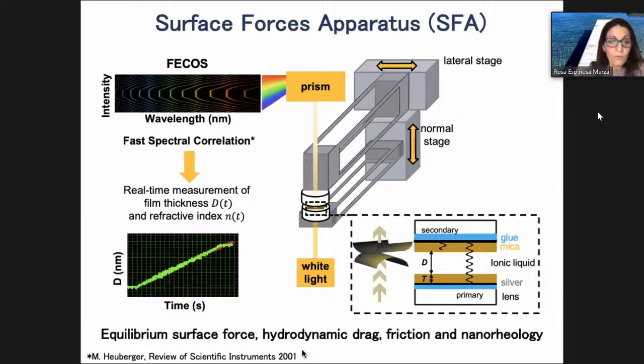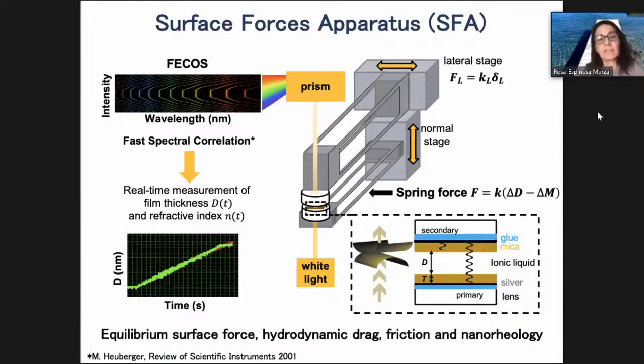One of the surfaces is connected to a normal spring, and so it deflects. We measure the deflection, and therefore we measure the normal force. The other surface is connected to a lateral spring that deflects laterally, and so we measure the lateral deflection, and with it, the lateral force. So we can perform both normal force measurements, friction force measurements, and also nanorheological measurements.